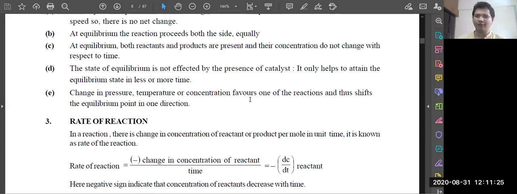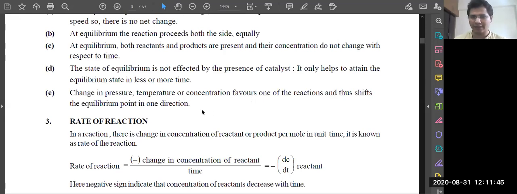Okay, everyone? Now, when we talk about rate, it should be positive. Yes or no? When we talk about rate, it should be positive. Now, what do you think? The concentration of reactant, is it decreasing or increasing? Tell me. Reactant concentration is decreasing or increasing?